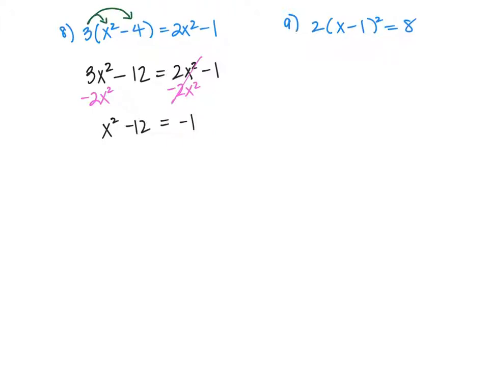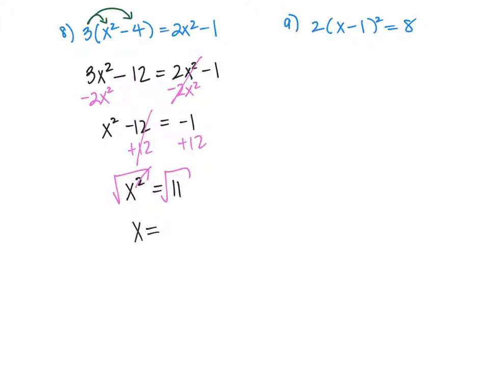And then to get this x squared by itself, maybe I can move this 12 over to the other side by adding 12. And then x squared drops down. Negative 1 plus 12 gives me 11. And so to get rid of this square, I square root it. And so x comes down, square root of 11.